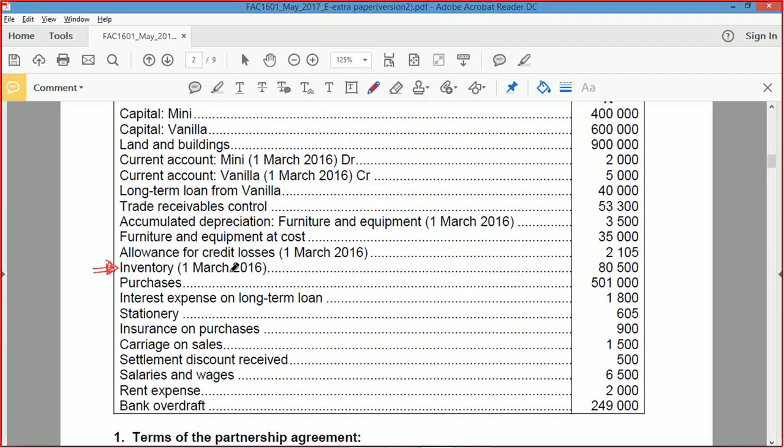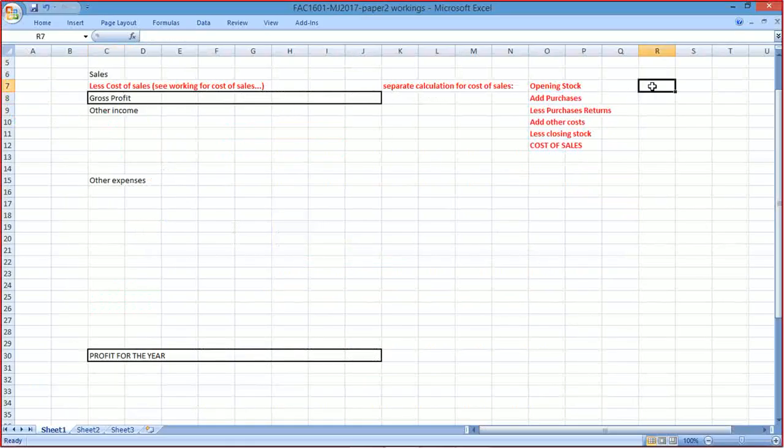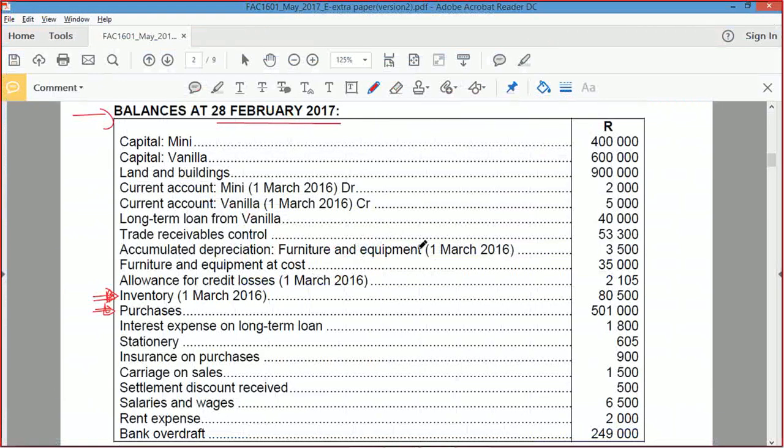Okay. So in the question I just read, inventory 1st March, is that beginning or end? 1st March is beginning. It's beginning because the balances here were given for 28 Feb 2017. So that is the opening stock. So 80,500 is my opening stock. The next line item I can see is purchases. So I need both for calculating the cost of sales. So 80,500 and 501. There's your opening stock, there's your purchases. Got that? Yeah.